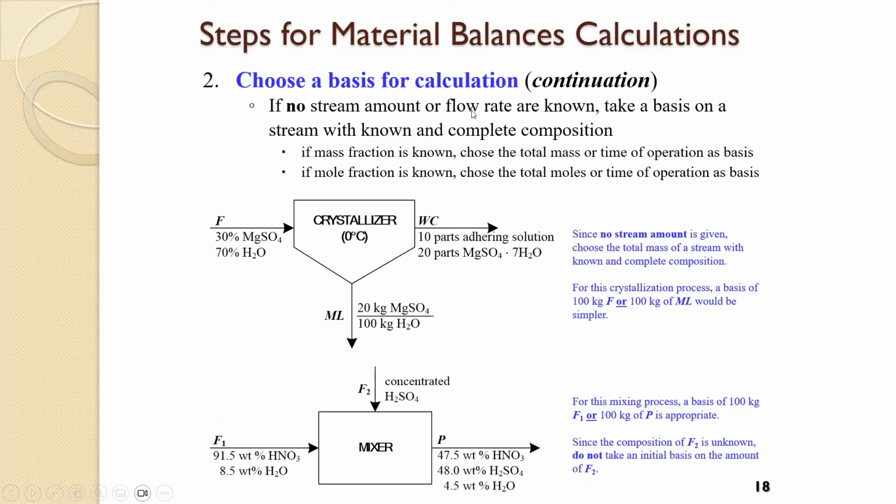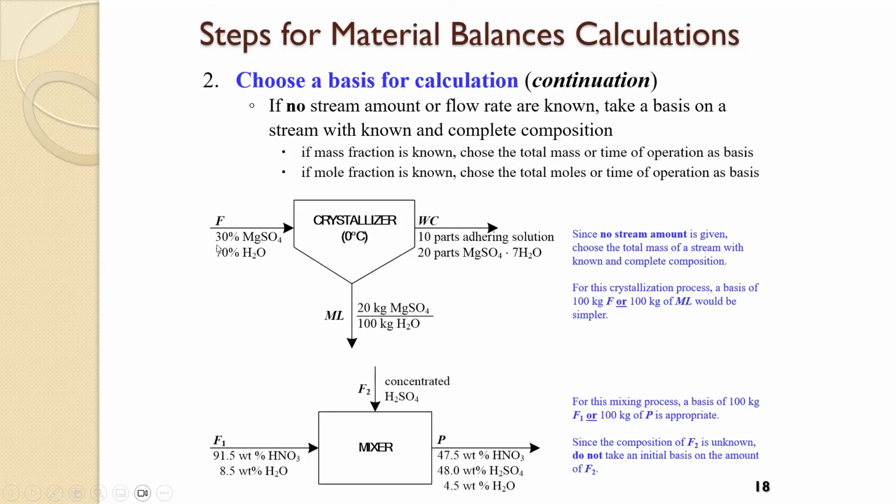If no stream amount or flow rate is known, take a basis on the stream with known and complete composition. Because sometimes you'll notice all of them have compositions. However, there are streams that have more complete information compared to the others. So if that's the case, choose whichever is more complete. So in this case, if mass fraction is known, choose the total mass or time of operation as a basis.